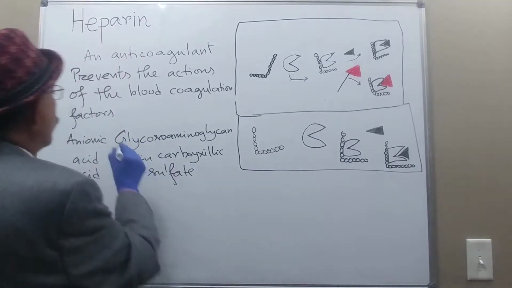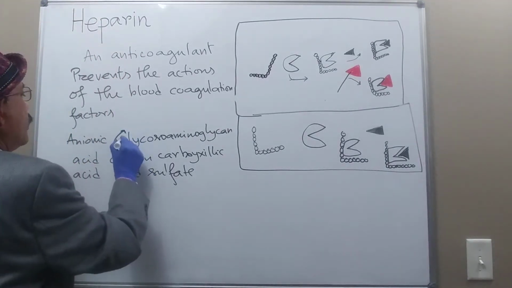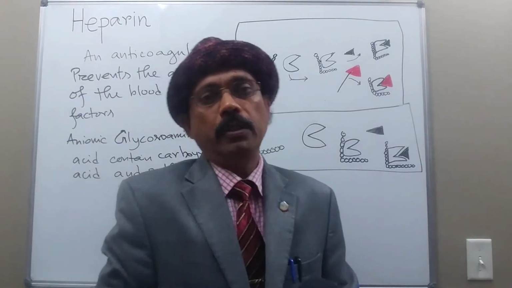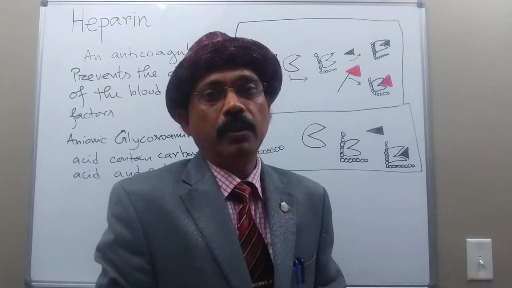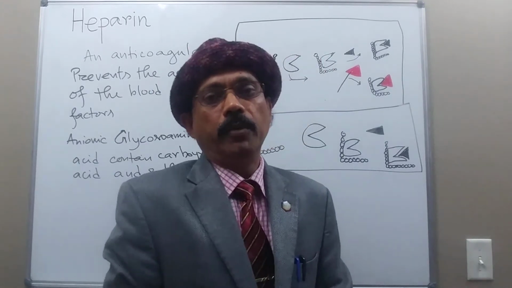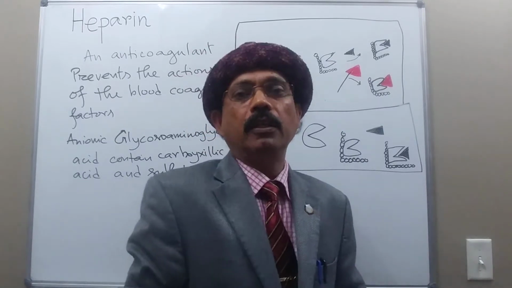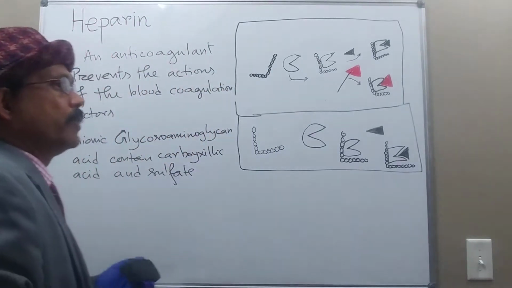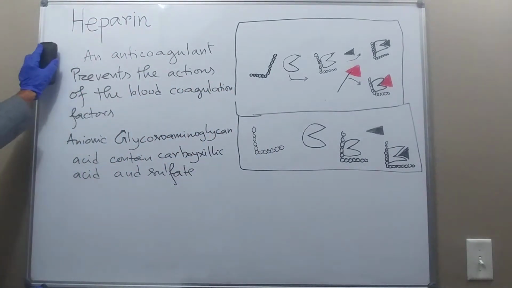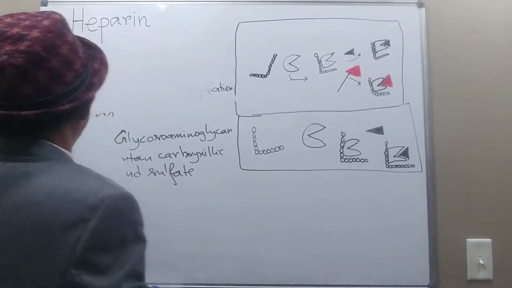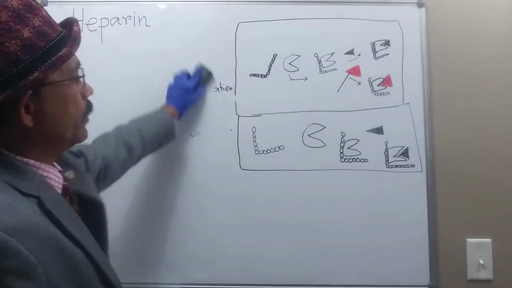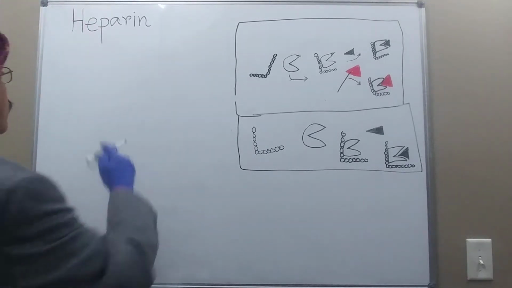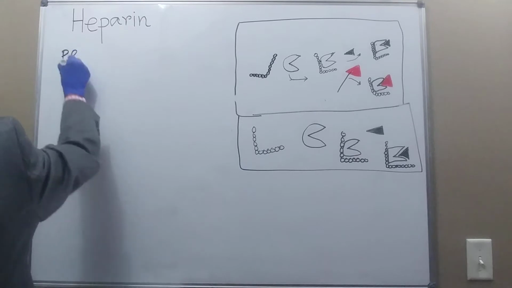Heparin is present in our body in the mast cell, in the vesicles of the mast cell. The exact role of heparin in the mast cell, the connective tissue cell, is not exactly known. So we got the heparin anticoagulant, and it prevents or interferes with the action of the blood coagulation factors.